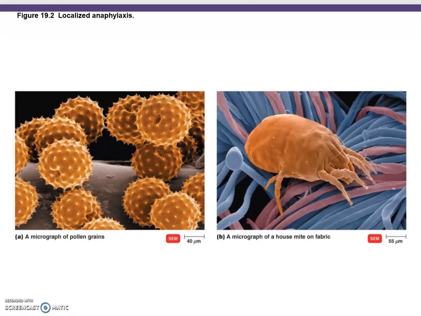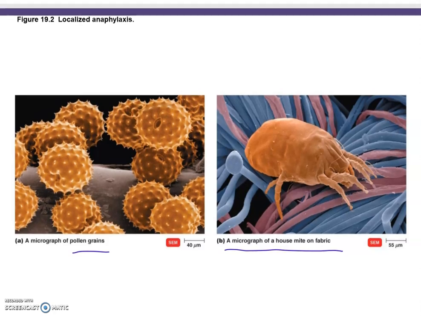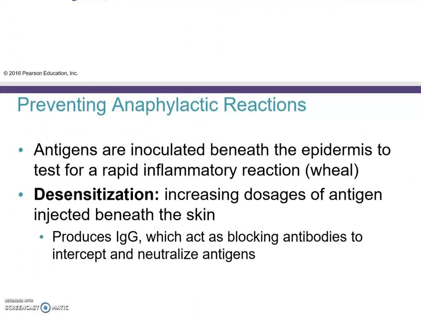So here would be localized anaphylaxis caused by pollen grains, and then here somebody's allergic to a dust mite or house mites. These little animals can cause allergic reactions. So it'd be more localized anaphylaxis.